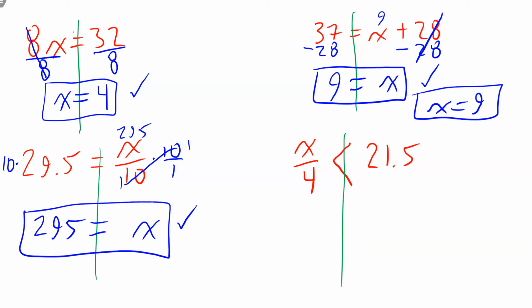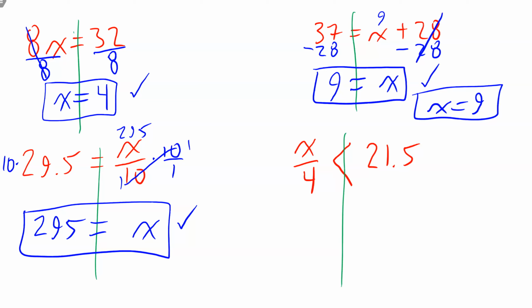All right, number 4. I have x over 4 is less than 21.5. So now I have an inequality. And what we're going to find is that inequalities are exactly the same as far as how to solve them. Now, graphing them will look a little different, and we'll get into that.